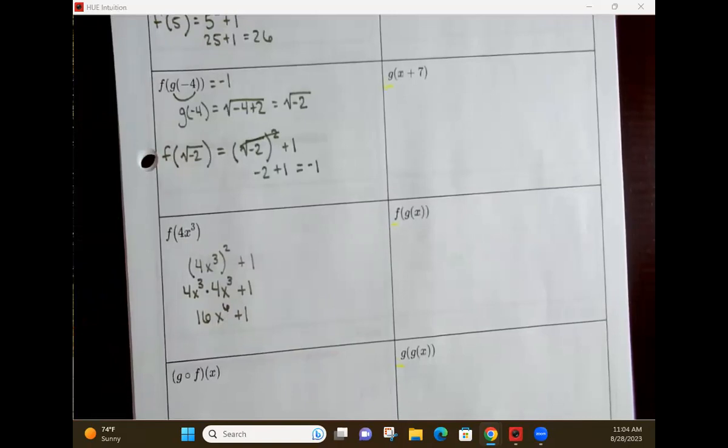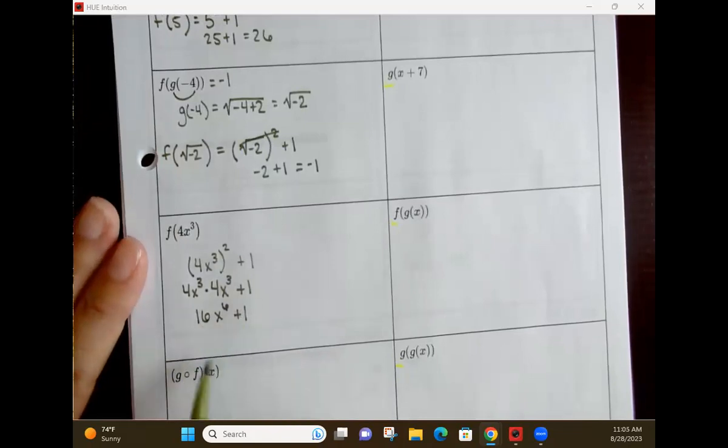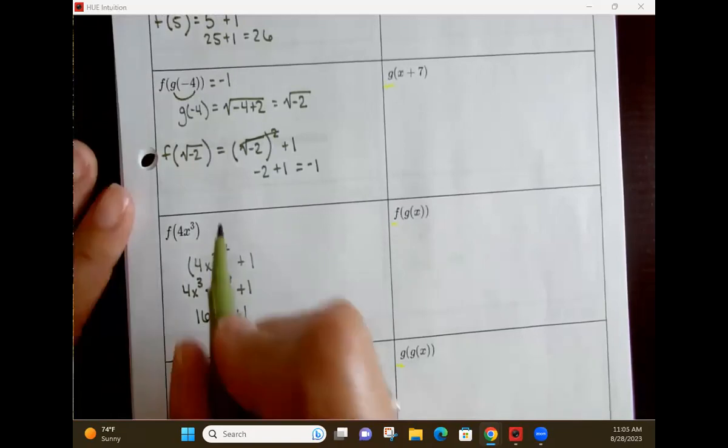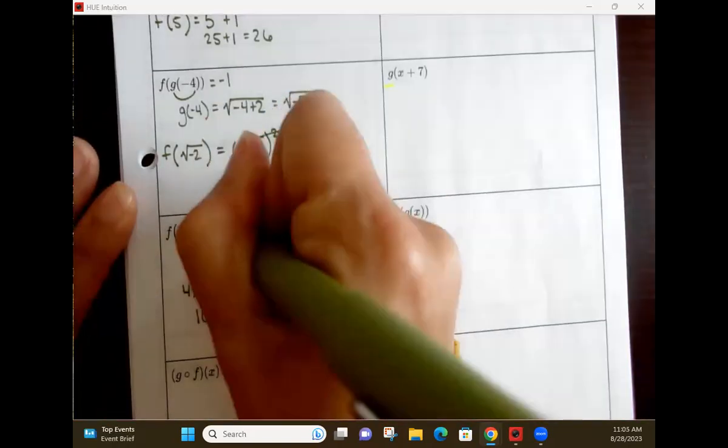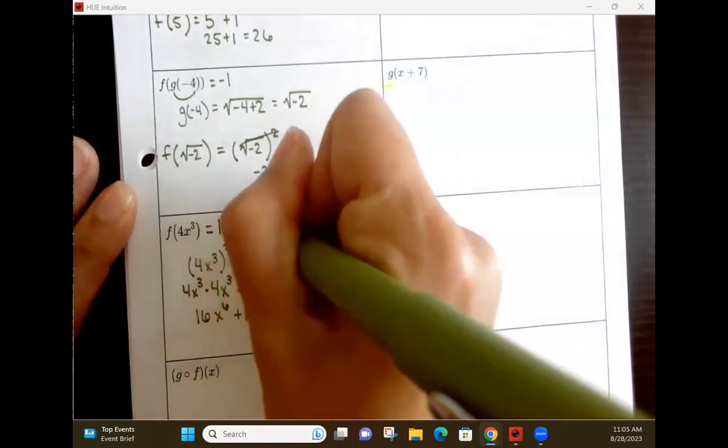If you feel a little shaky on those exponent rules, that will be the first thing that we cover in our next unit. We're coming up soon. A little refresher on those. At this point, I have no more like terms I can combine. There are no more operations to do. So f of 4x cubed is 16x to the 6th plus 1.